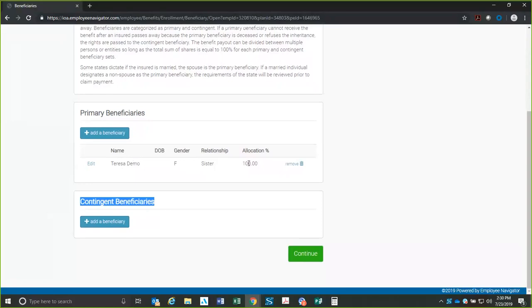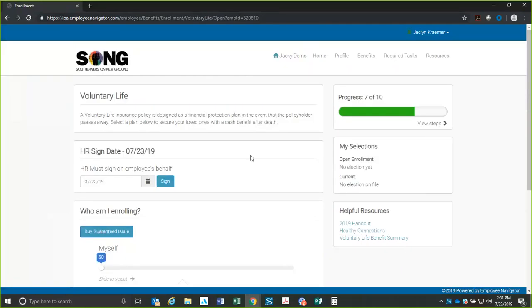So you can put multiple people here with different pieces of this 100%, or you can add a contingent beneficiary that if something happens to your primary, then you've got a backup person. You only need one primary, and as long as this is 100%, you can hit continue and move on to the next page. This is voluntary life insurance.